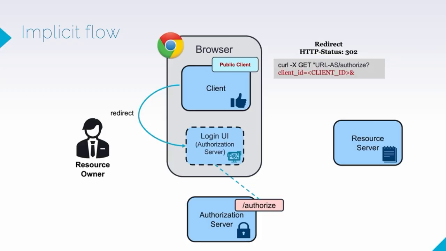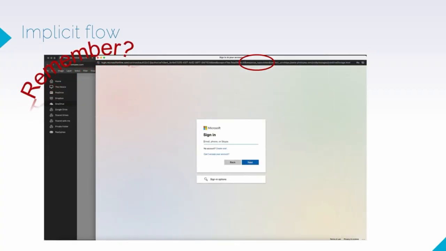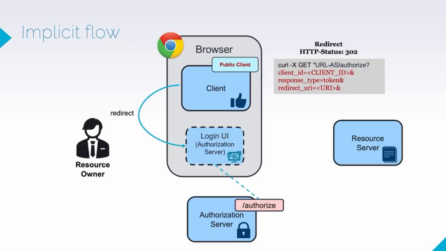Client ID: this identifies the client application requesting access on behalf of the user. Response type equals token: this tells the authorization server that the client expects an access token in the response, indicating the use of the implicit flow. You might remember from the Photobee demo when the application redirected me to Microsoft's authorization server. Response type equals token indicated that Photobee was using the implicit flow.